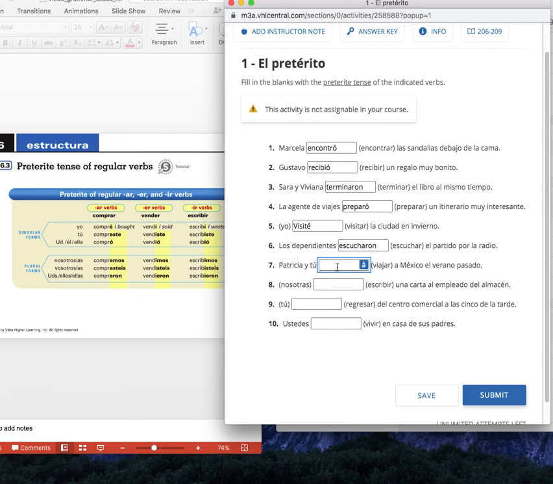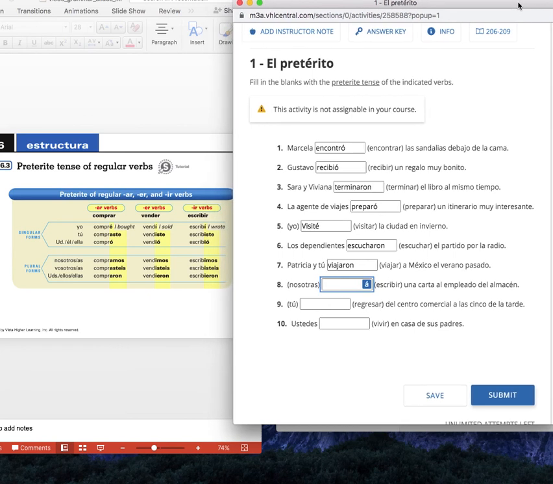Welcome back. So this is like saying ustedes, right? You two. So Patricia and you, I'm talking to two people. So you'd say viajaron. Now if you were in Spain, you could say viajasteis, using this vosotros form. But like I said, that's only in Spain. So we're just practicing the more common ustedes form. So I'll leave viajaron. That's two or more people that you're directly talking to.